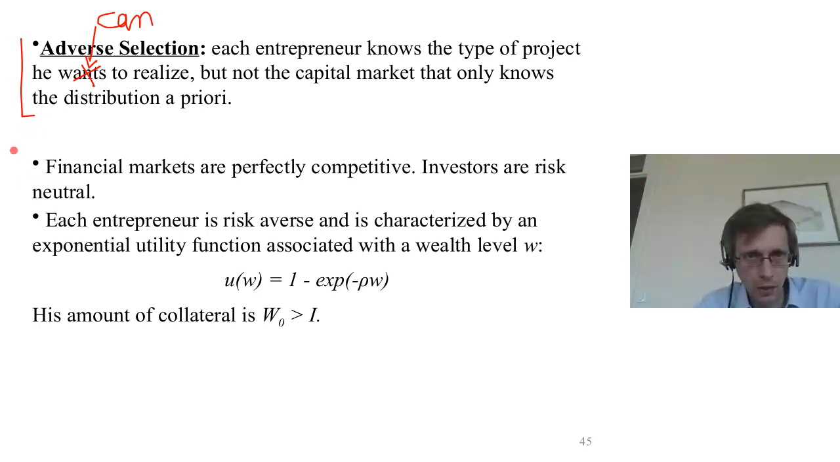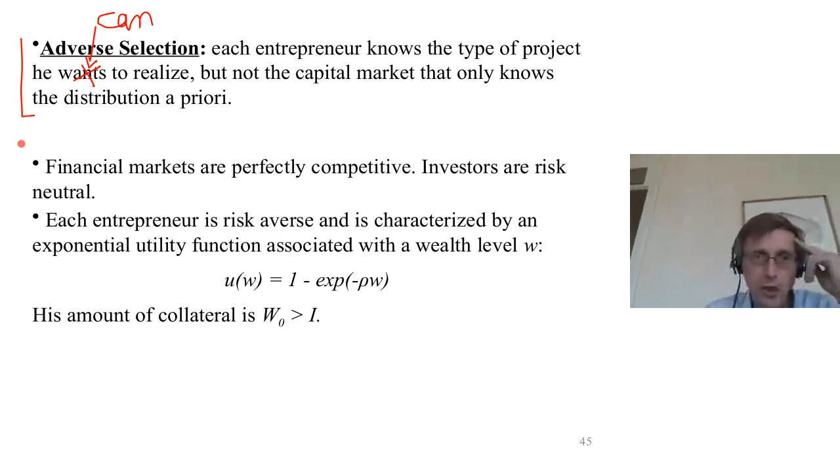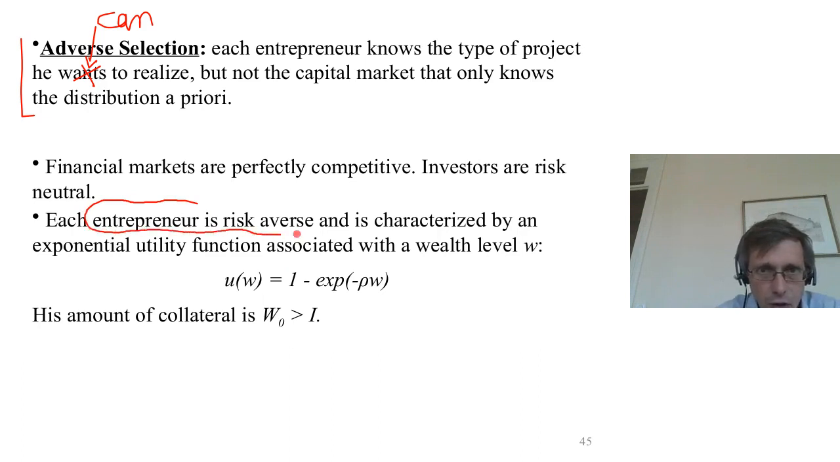So this is a basic assumption. We are going to consider that the financial market is perfectly competitive and that investors are risk neutral, but entrepreneurs are risk averse. That is to say, investors are risk neutral, but this is not the case for the entrepreneurs, who are risk averse. If they are risk averse, they should be characterized by what is called a utility function. And this is the kind of utility function that we are going to consider.